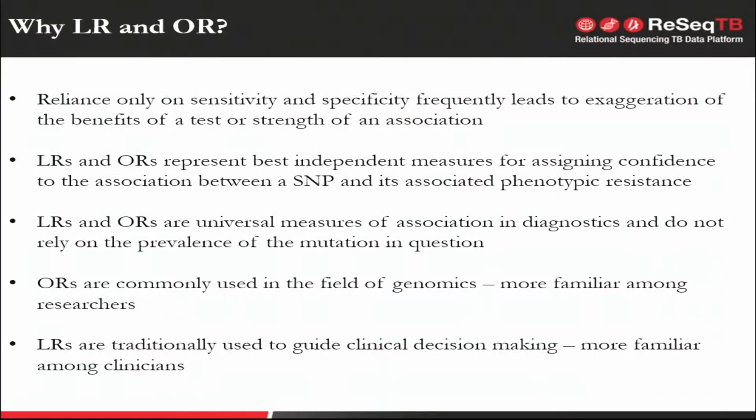Why did we use likelihood and odds ratios? First of all, because relying on sensitivity and specificity alone usually leads to an overestimate of the strength of the association, and because these statistical indexes represent an independent measure of the association between the mutation and the phenotype. And most importantly, they do not rely on the prevalence of the mutation. And we use both of them because one is more commonly used in the field of genomics, whereas the other is more common in the clinical field.